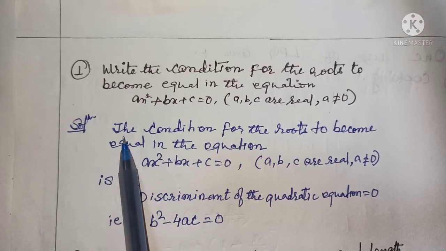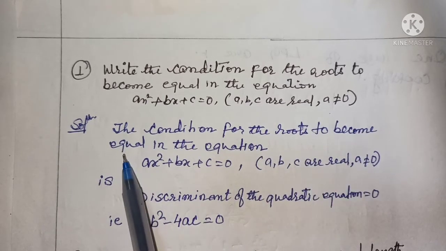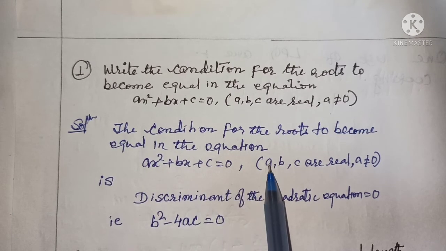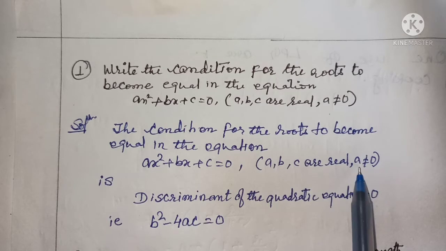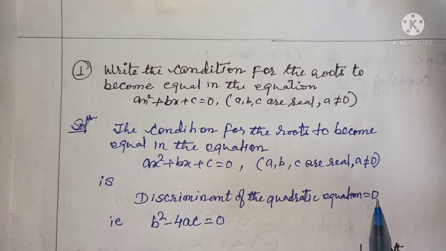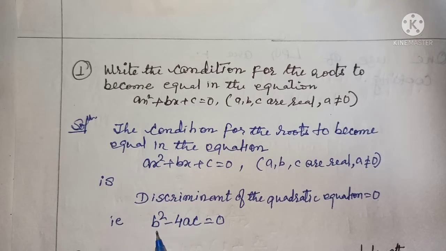The solution is: the condition for the roots to become equal in the equation ax square plus bx plus c equals to 0, where a, b, c are real and a not equals to 0, is that the discriminant of the quadratic equation is 0. So what is the discriminant? Discriminant is b square minus 4ac, and if b square minus 4ac equals to 0, then we will say that the quadratic equation has real and equal roots. So this is the condition.